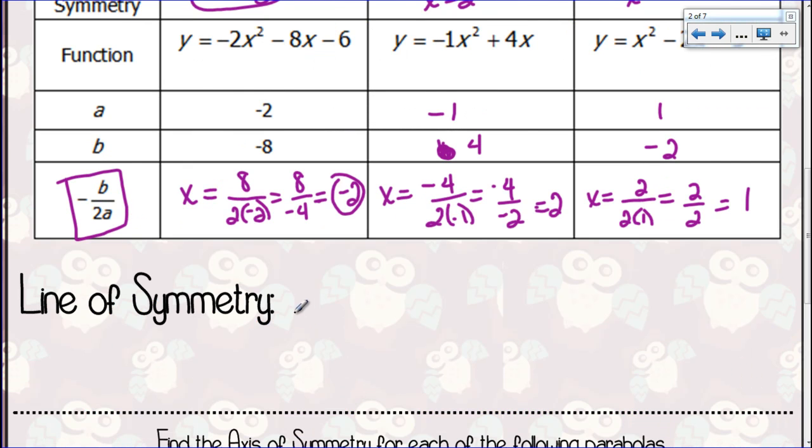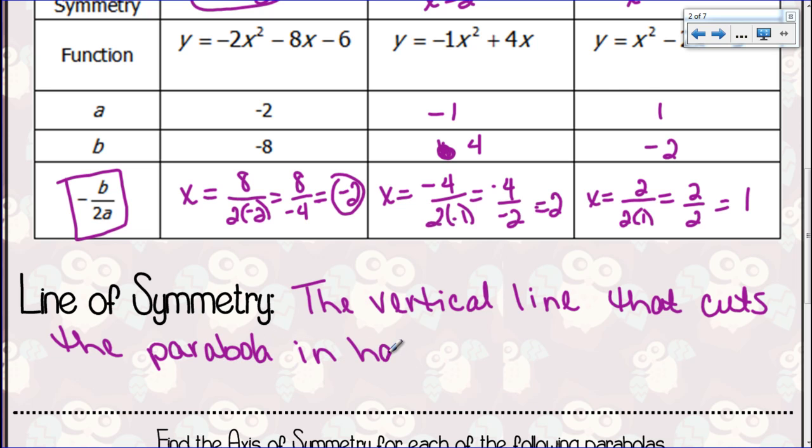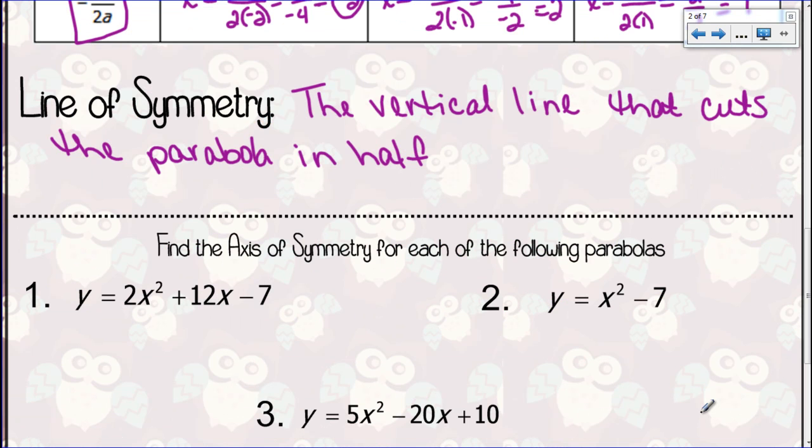Line of symmetry is the vertical line. It has to be vertical, which is why the equation is always x equals. It's the vertical line that cuts the parabola in half so that the left side matches the right side. And so its equation will always be x equals.